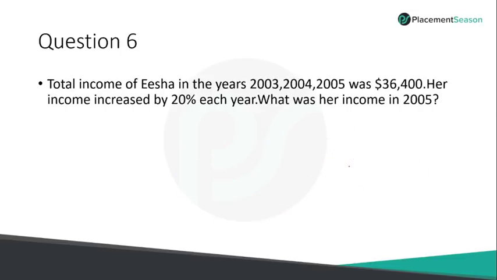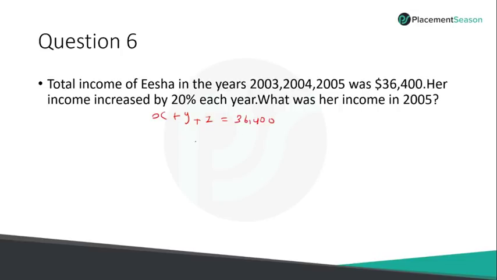So, see the next problem. The total income of ESA in the years 2003, 2004, and 2005 was 36,400. Her income increased by 20% each year. So, what was her income in 2005? So, look at the point: the total income is given. So, in 2003, it is X, you can keep it. 2004, Y. 2005, it is Z. So, the total income is 36,400.